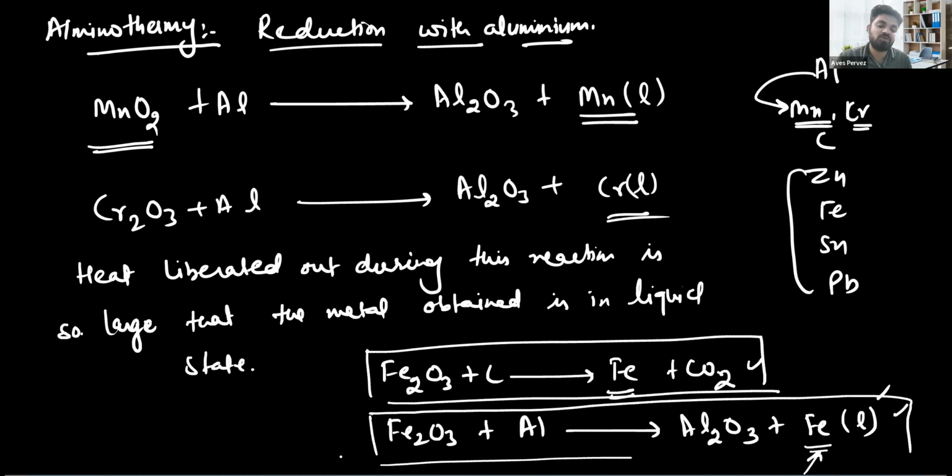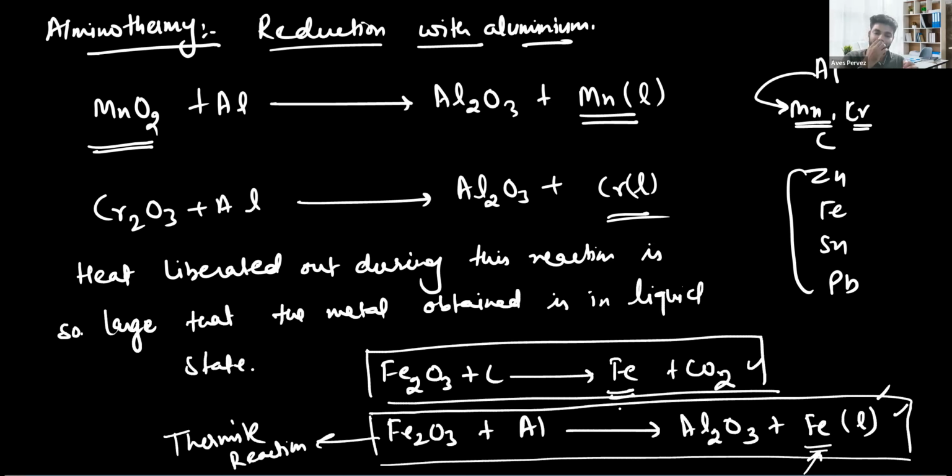And what is the use of this one? Let me explain. This is called thermite reaction. First note it down, then I will explain this one. Aluminium can also be used for the reduction of iron. Okay, please note it down. Then I'm going to explain this one.